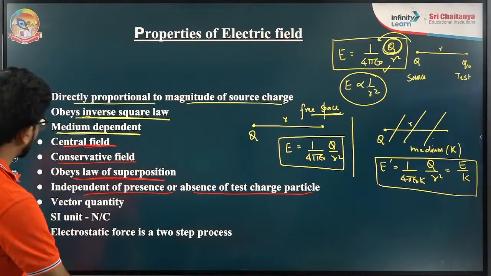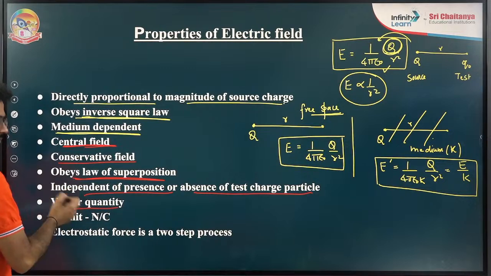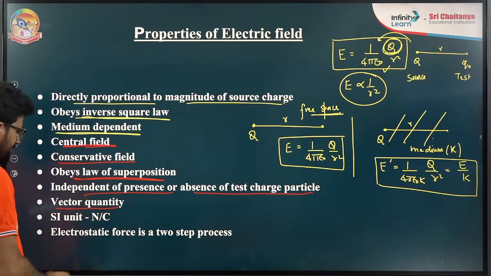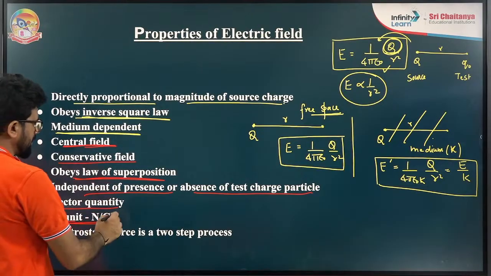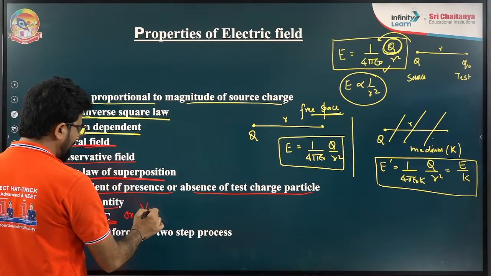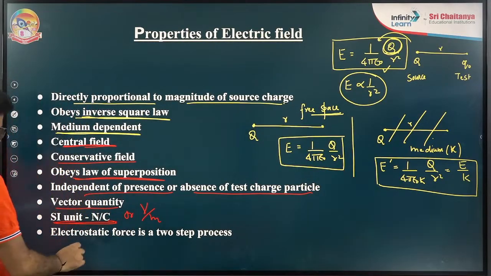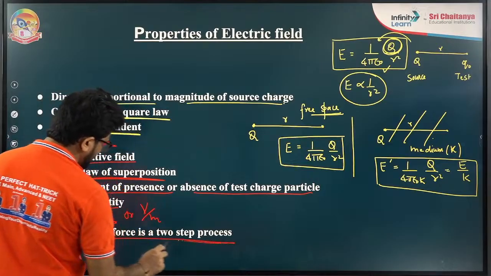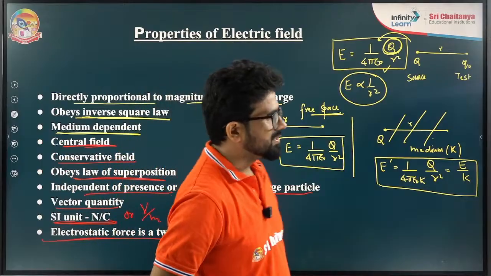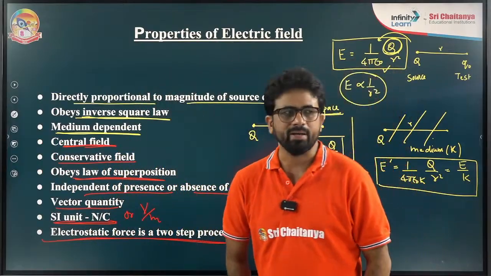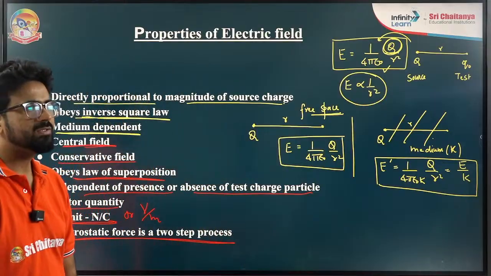Now, the next point we are talking about. It is a vector quantity. We have seen just now, this is a vector quantity. The SI unit is Newton per Coulomb, and another unit I also told you, that is equal to volt per meter. We have discussed that. Next, the electrostatic force is a two-step process. What is the meaning of this? That is a very, very important point. I am just writing. Divik, beta, hello.